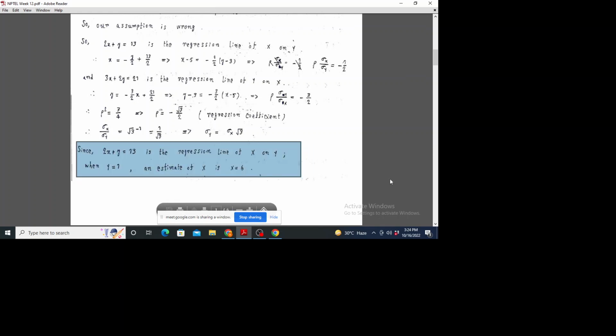So since this is the regression line of x on y, when y equals 1, an estimate of x is 6. So that is how you solve this kind of problem.